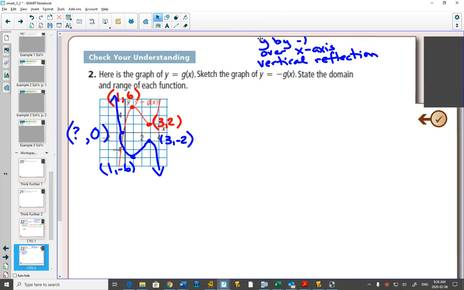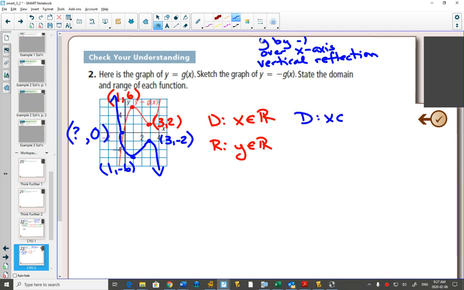Good. Now, domain and range on this one, because it says state the domain and range for each function. It's not very exciting because it keeps going up forever and down forever, to the left forever and to the right forever. I'm going to use set notation. We can say the domain is everything, the range is everything. And then if you flip it, domain is still everything. The range is still everything.